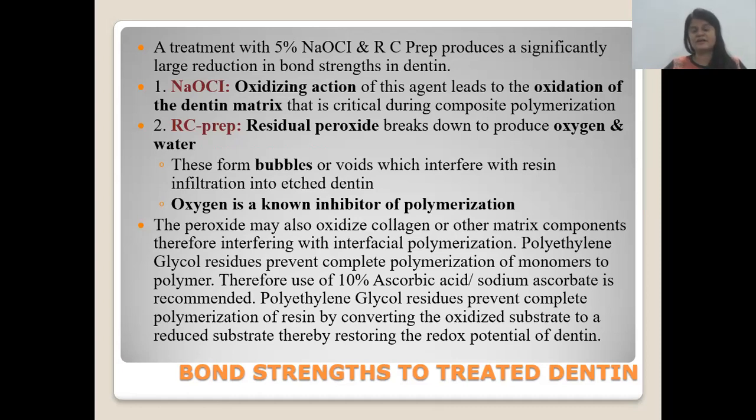Oxygen is already known as an inhibitor of polymerization. The peroxide may also oxidize the collagen and other matrix components, therefore interfering with the interfacial polymerization. These residues prevent the complete polymerization of the monomers to polymers, and therefore the use of 10% ascorbic acid or sodium ascorbate is recommended. It converts the oxidized substrate into reduced substrate, thereby restoring the redox potential of the dentin.